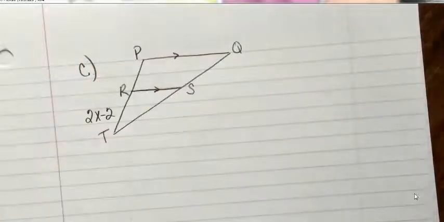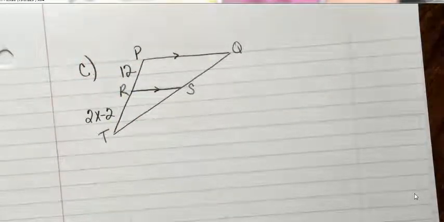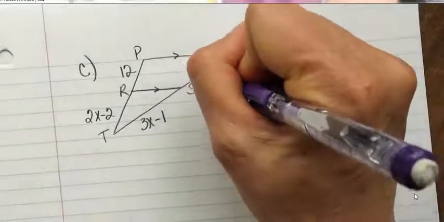I am given that RT is 2x minus 2. And I am given, let's see, what else am I given? RP is 12. I am also given that TS is 3x minus 1. And I am given that SQ is 21.